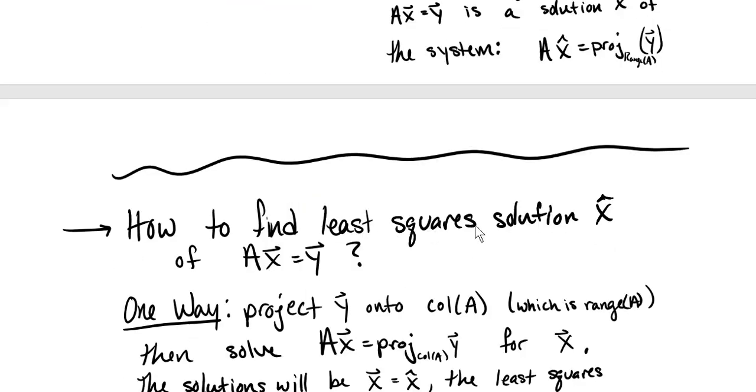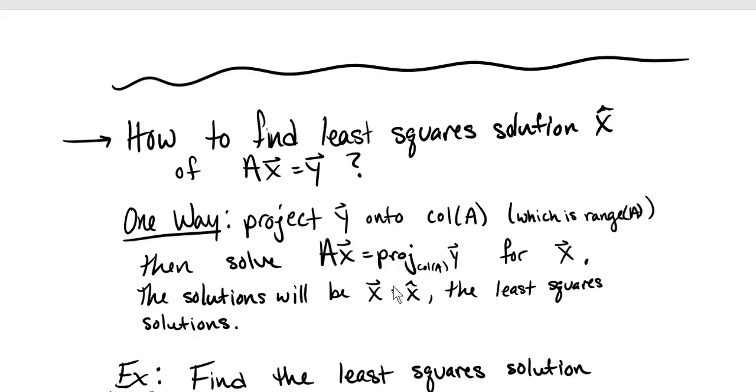So how do we find the least squares solution x hat of a system? Well, one way is we could do exactly what we described. Project the y down into the column space of A, which is really just the range of A. Then solve Ax equals that projection of y into the column space for x. The solution you get there is our x hat. It's the least squares solution.